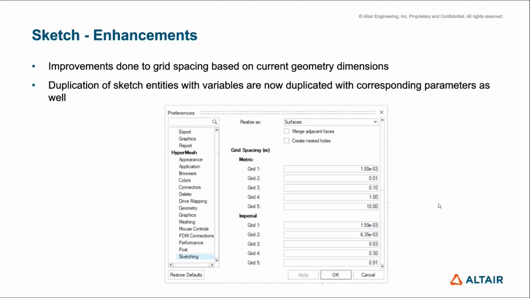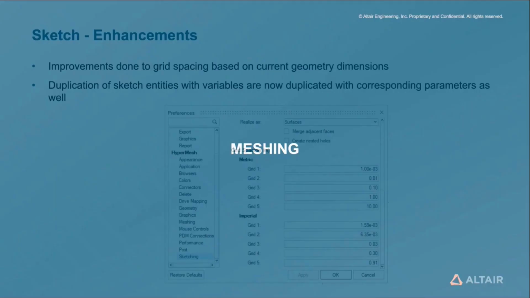We also support duplication of the variables along with the duplication of the sketch. Previously, when you duplicated a sketch, if there were any variables attached to that sketch, we were not duplicating them. Now we are supporting the duplication of those variables as well as parameters.